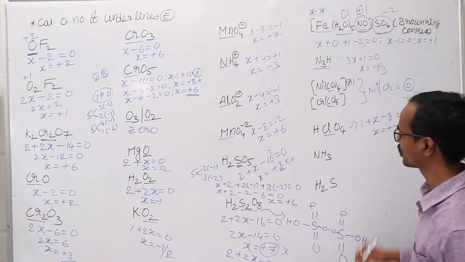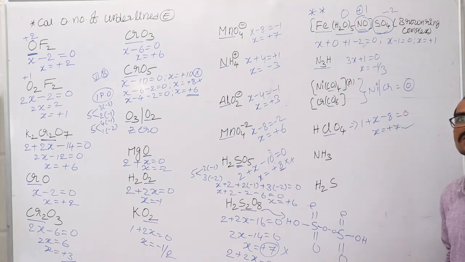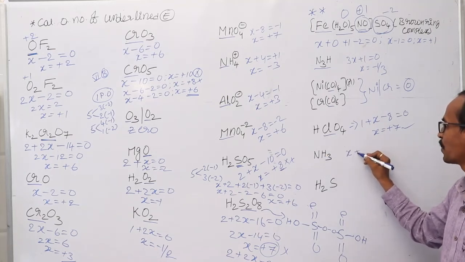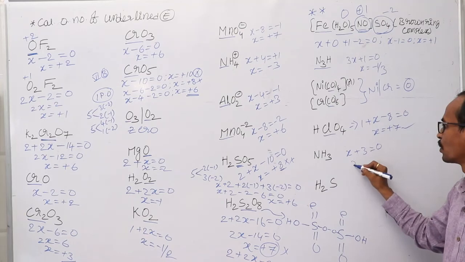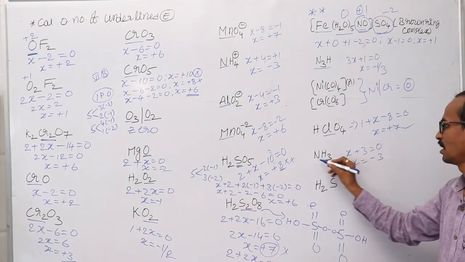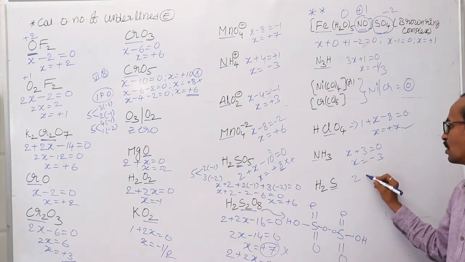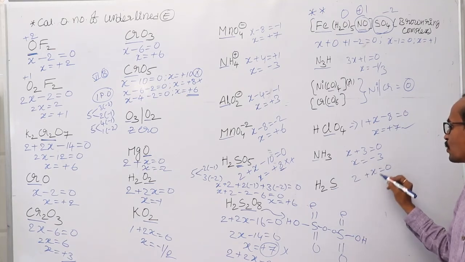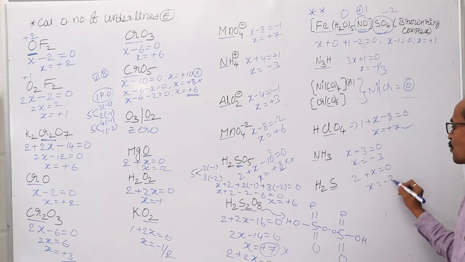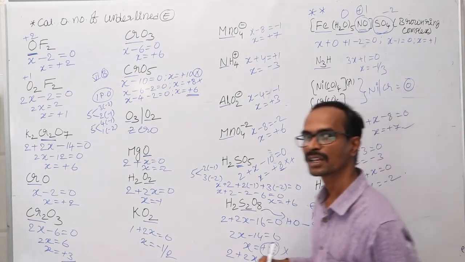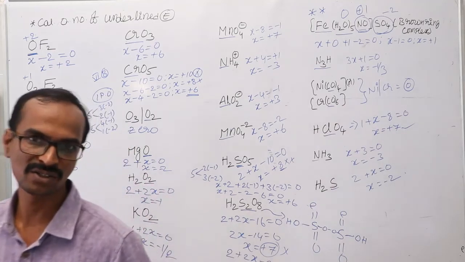Chlorine belongs to 7 group, so it is having that oxidation number, no problem at all. In NH3, x plus 3 is equal to 0, x is equal to -3 for nitrogen. Next, H2S. 2 plus x is equal to 0, x is equal to -2. -2 is the oxidation number of sulfur over here. Just have a look at these examples. If you want, take a screenshot or else practice yourself.